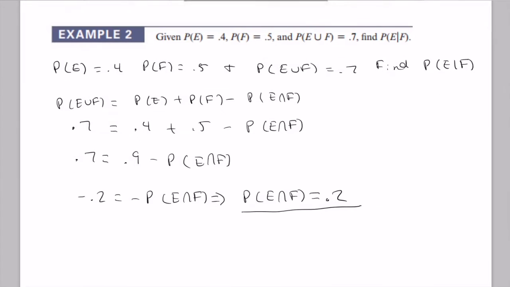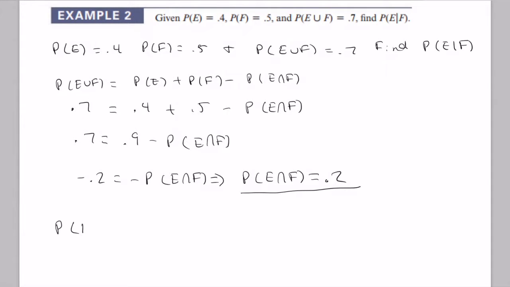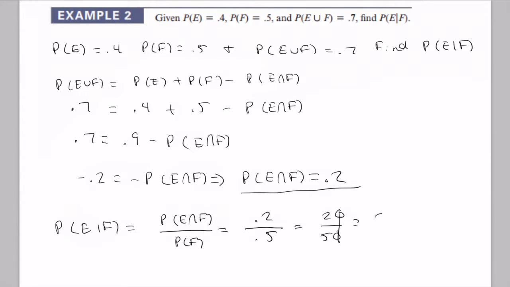Now with that we can use the formula for P of E given F, which equals P of E intersection F over the probability of F, which equals 0.2 over 0.5, since P of F was 0.5. This I can put into 20 over 50, which is 2/5, which is approximately 0.4.